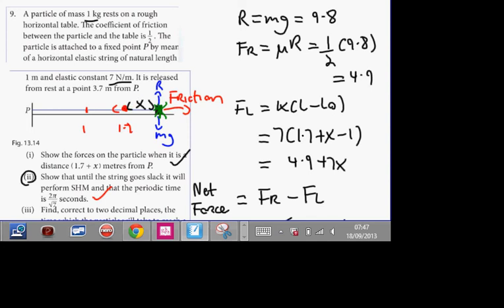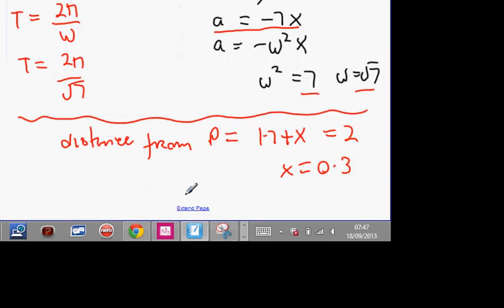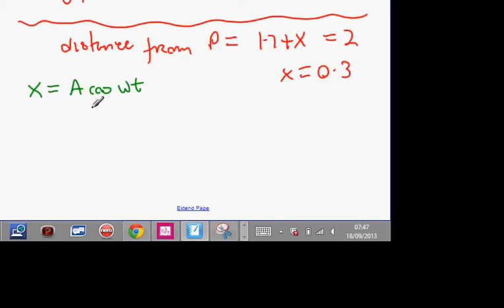Now the formula for extreme position is x equals a cos omega t, and what we're going to get is x we know is 0.3.